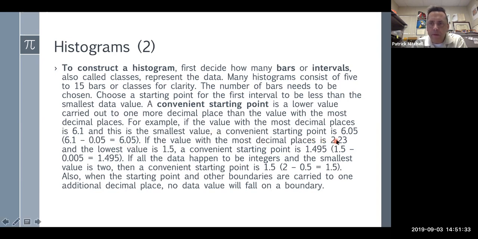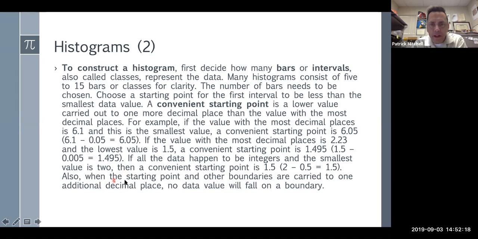If the value with the most decimal places is 2.23, so 2 decimal places, and your smallest value is 1.5, the fact that you have a value with 2 decimal places means you want your starting point to have 3 decimal places. So go from the 1.5 down to 1.495, right? So always end it in a 5 is basically how that works. And then if all your data is integers, which is a pretty common thing, then you can start with 0.5, like a 1.5 or a 6.5, depending on what the smallest value is.